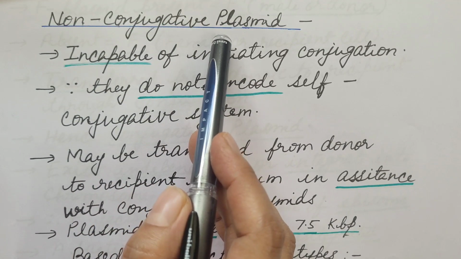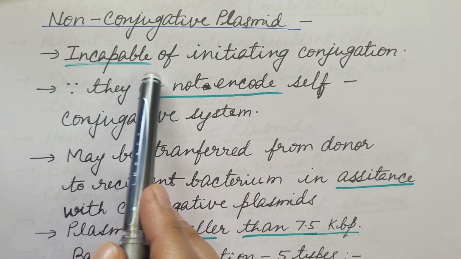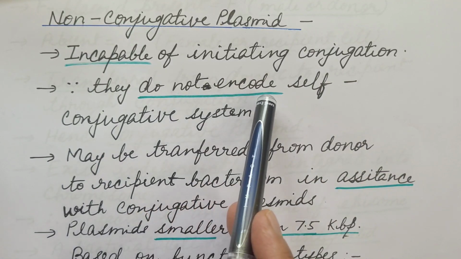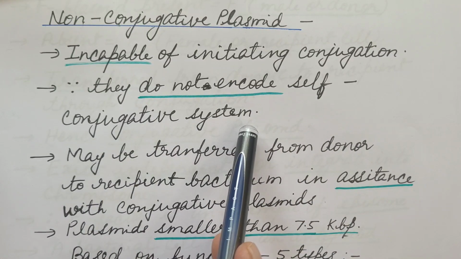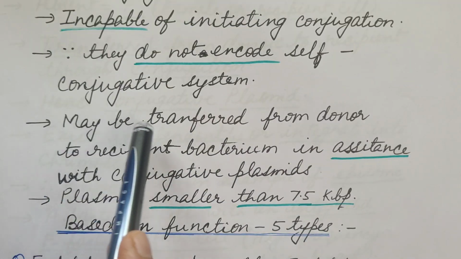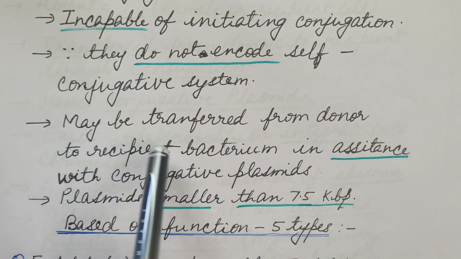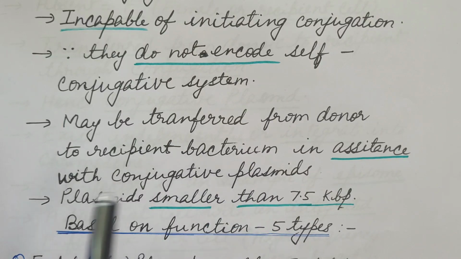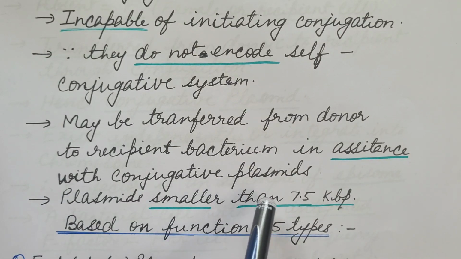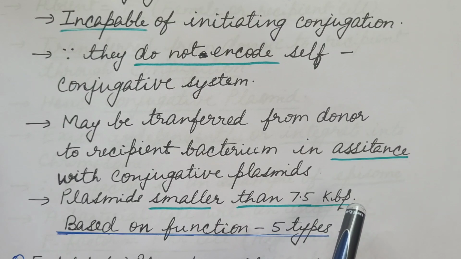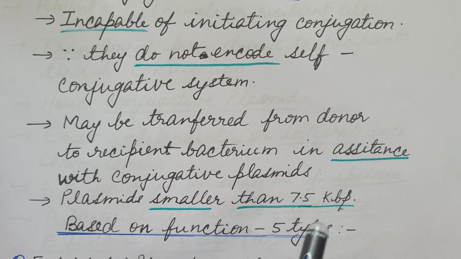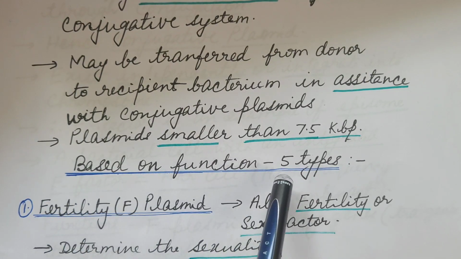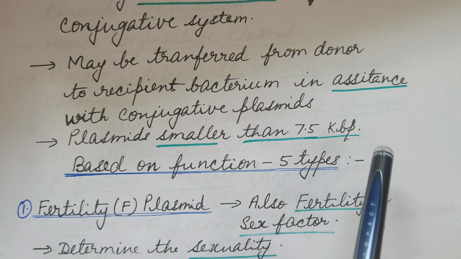Second is the non-conjugative plasmid. These are incapable of initiating conjugation because they do not encode a self-conjugative system. Hence, these may be transferred from donor to recipient bacterium with the assistance of conjugative plasmids. Plasmids smaller than 7.5 kilobase pairs are often non-conjugative plasmids. Now, types of plasmids based on function. On the basis of this, these are of 5 types.